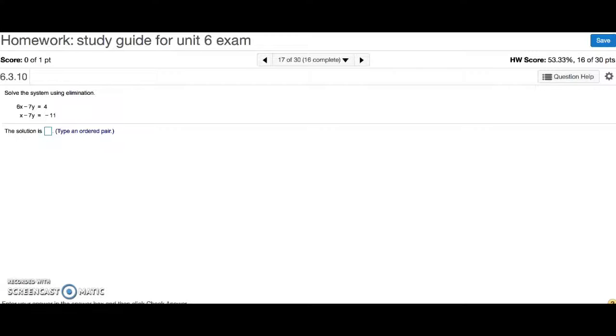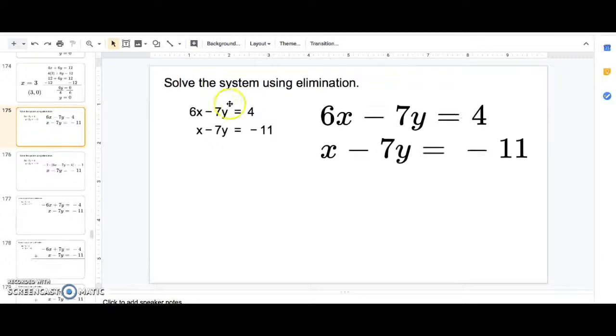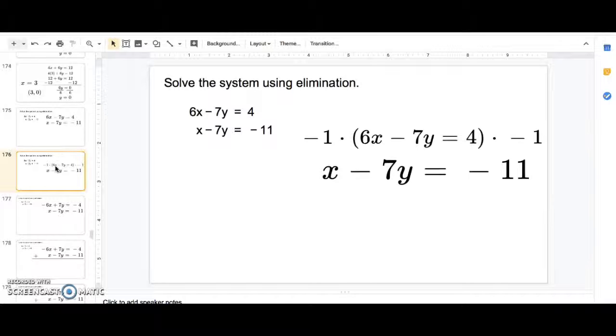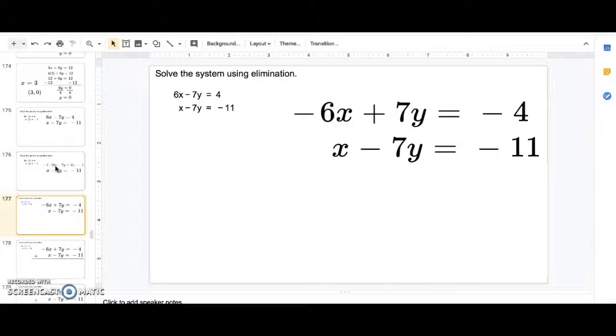Number 17, I am also solving this system using elimination. So looking at my two equations, I notice that I have a 6x and an x, so they're different numbers. I have the same number for y's, and the signs are the same. I need those to be different signs so I can eliminate it. So what I'm going to do is multiply the top equation by -1. I very easily could have done it to the bottom equation and got the same answer. Okay, so multiplying the top equation by -1, I'll get -6x plus 7y equals -4.